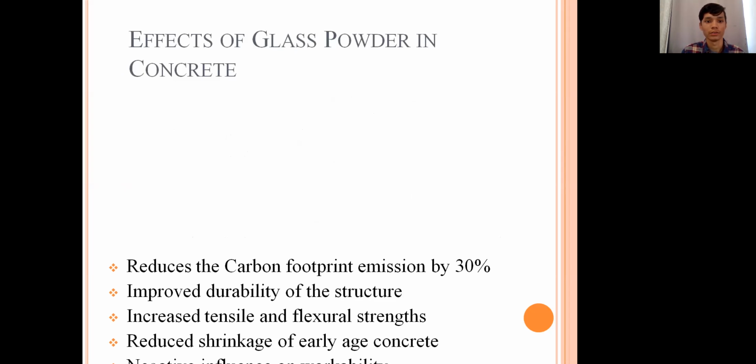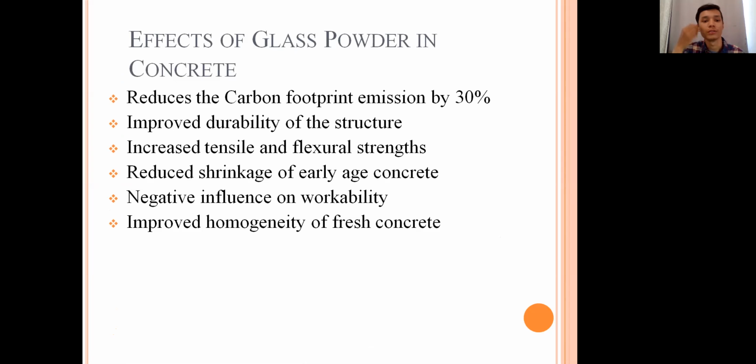These are the effects of glass powder in concrete. It reduces carbon footprint emission by 30%. It improves the durability of the structure. It increases the tensile strength and structural strength. It reduces the shrinkage of early age concrete. It has a negative influence on workability. It improves the homogeneity of fresh concrete.